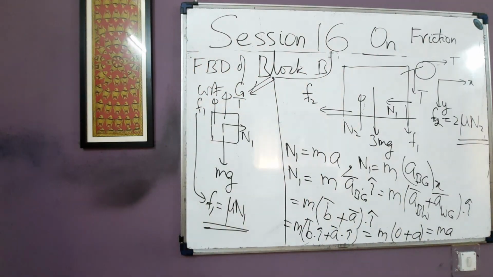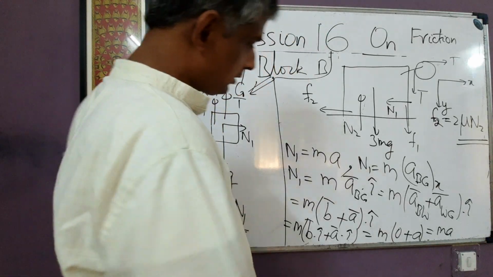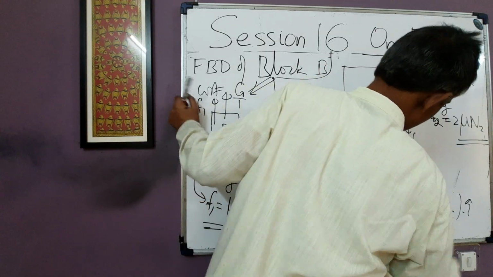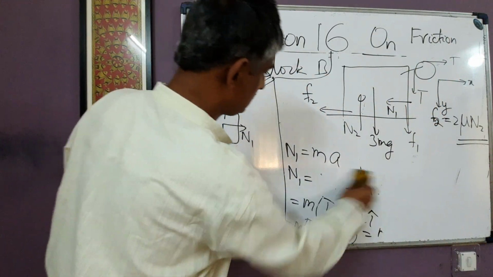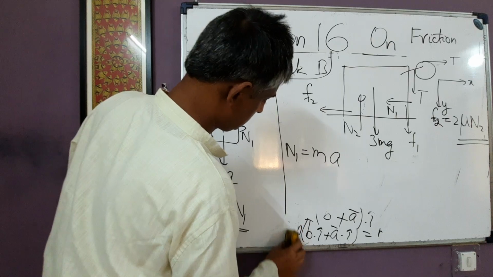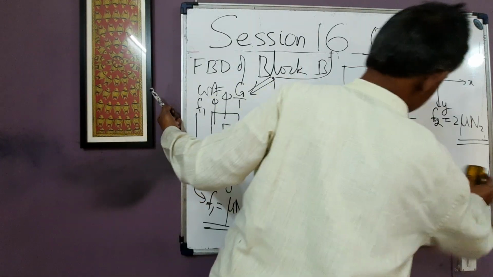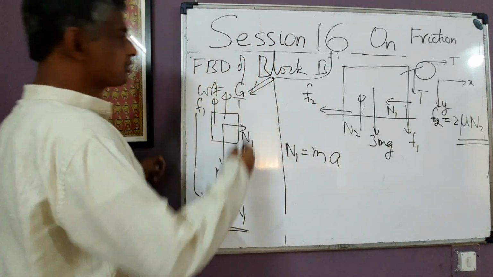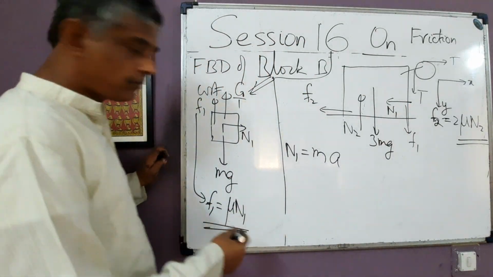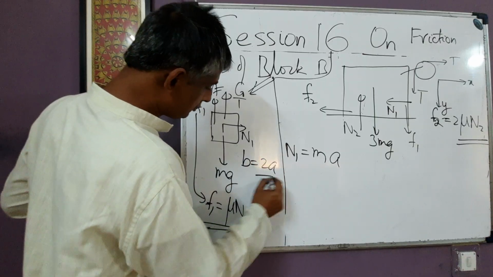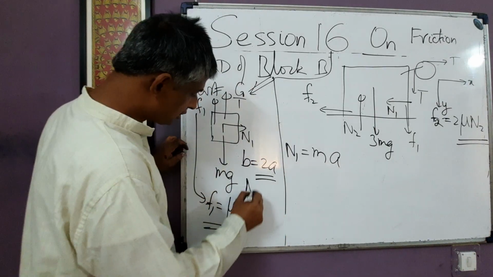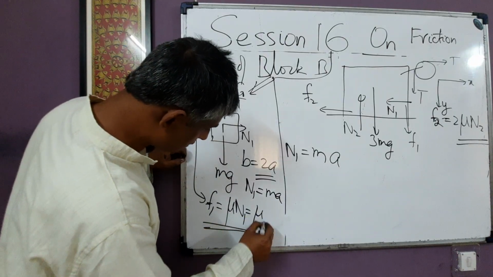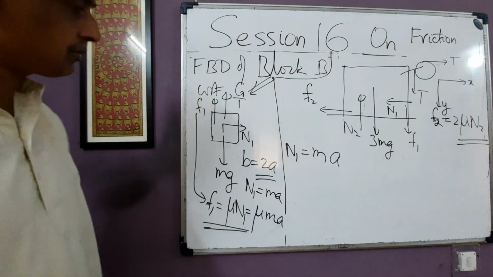N1 is just equal to MA. Now, one relation we obtained previously also. What was that relation? B equal to 2A. This we have obtained. And one more relation: N1 is equal to MA, and F1 is equal to mu N1, which is just equal to mu MA. These are the three equations which we have obtained here.